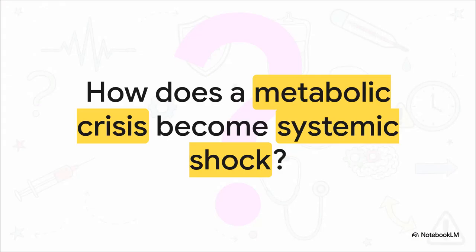Before we sign off, I want to leave you with something to really chew on. How exactly does an untreated metabolic crisis, like DKA, eventually cascade into a massive systemic shock? Think about the massive fluid loss from all that polyuria, the resulting hypovolemia, and how those rapidly shifting electrolytes severely compromise cardiac output. Remember, in nursing, every single system is connected. Recognizing those domino effects while you're still in the golden window is exactly what saves lives.